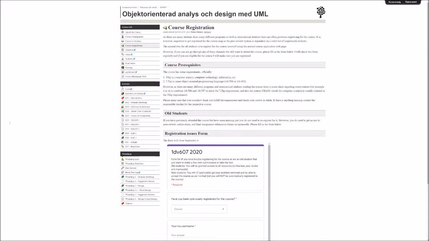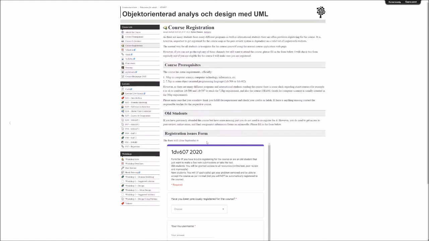However, there are many different programs involved in the course and many different combinations of courses. So if you believe you fulfill these requirements but still cannot register the normal way, please fill in the registration form as soon as possible. This form will close September 4th, and after that it will be hard to register for the course.